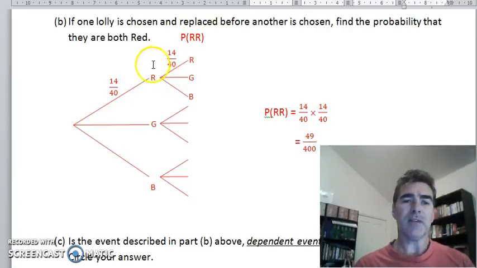Then from each of those, regardless of what my first lolly was, I could then still choose a red, green or blue, remembering the first lolly is put back, so there's still 40 of them, and 14 of those 40 are still red. So the probability of red, if I multiply along the branches, 14 over 40 times 14 over 40, and simplify that, comes to 49 on 400, and your calculator does that for you. Remembering, I didn't have to complete all these other branches because I only wanted red.